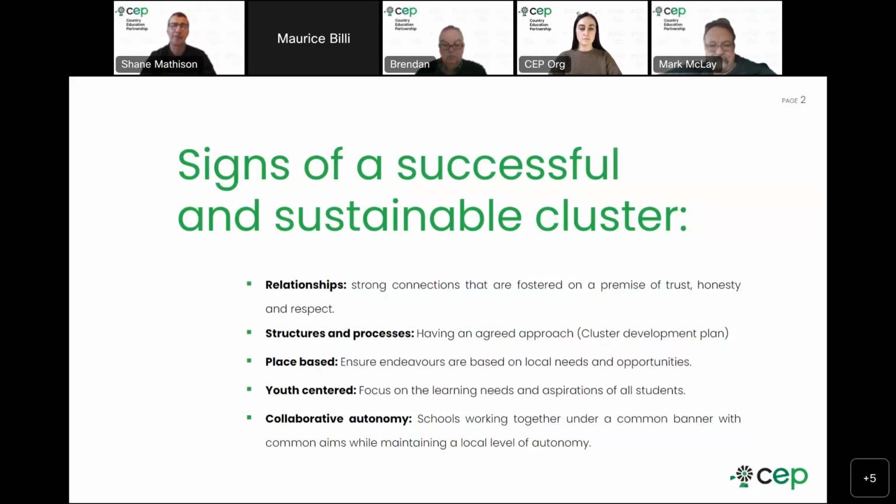The other area there is collaborative autonomy that I wanted to chat about a little bit. The pure nature of clusters means that we are collaborating and connecting, and that's the positive thing. But CEP really feels it's important to ensure that we maintain some autonomy as a school. Schools know their context well, they know the issues that they're facing, they know what direction they're heading in. So if a cluster is looking to run a specific initiative, it's really important that member schools of the cluster have the ability to say, actually, at the moment that's not for us.